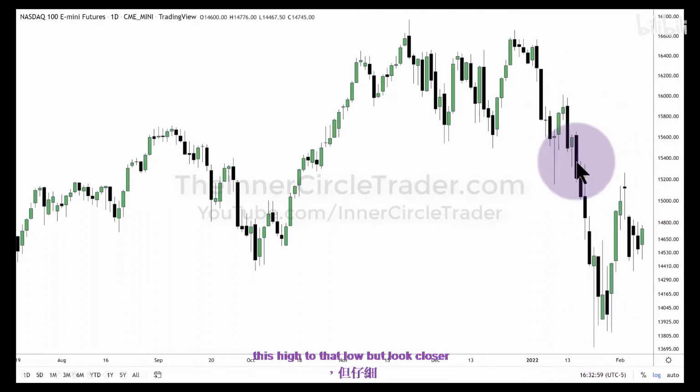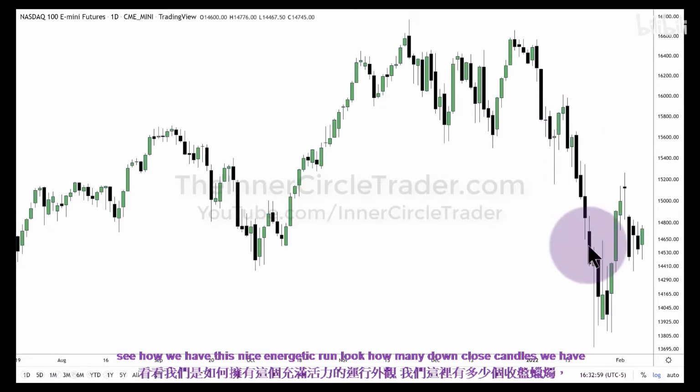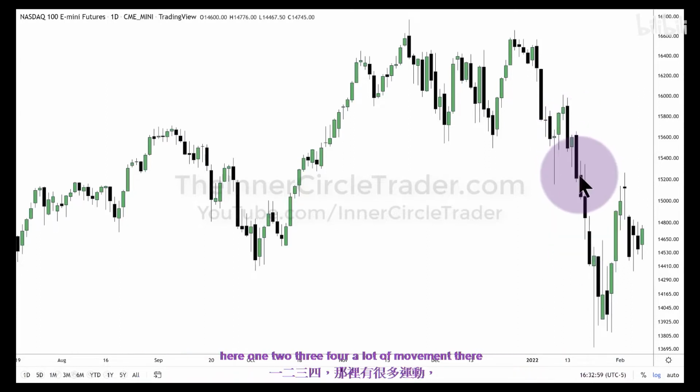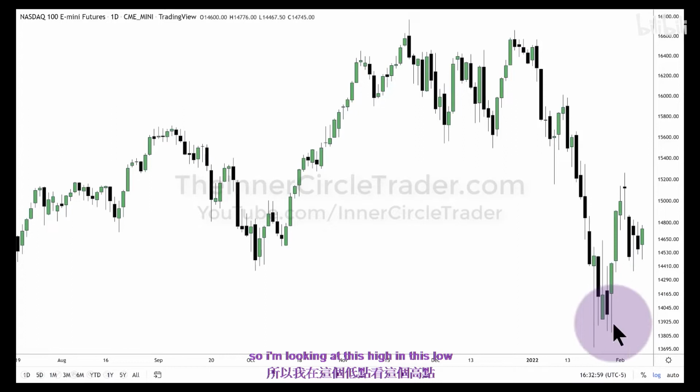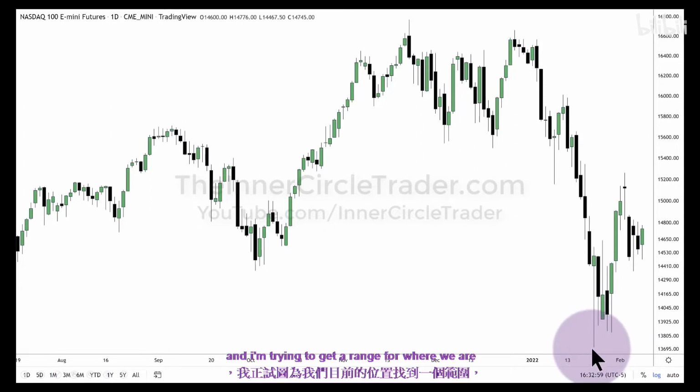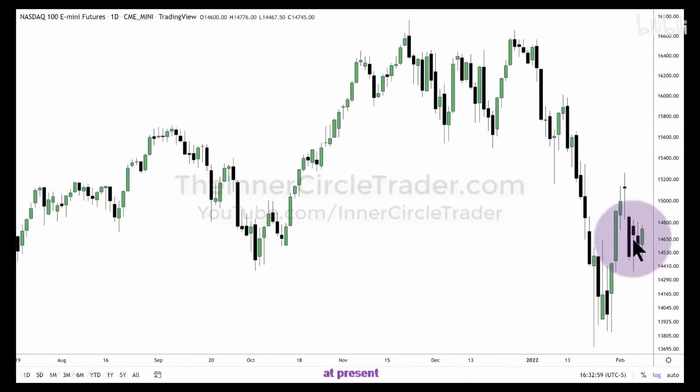But look closer. See how we have this nice energetic run? Look how many down closed candles we have here. 1, 2, 3, 4. A lot of movement there. So I'm looking at this high and this low, and I'm trying to get a range for where we are at present.